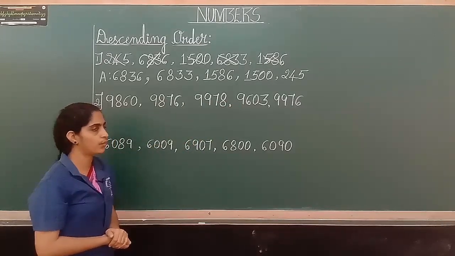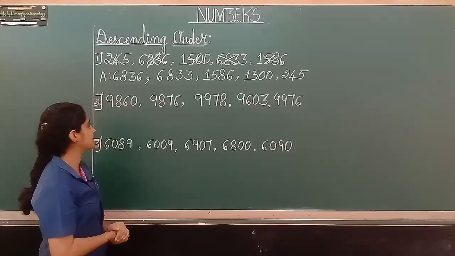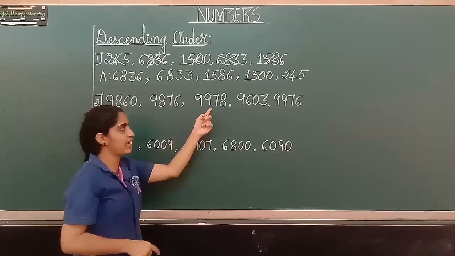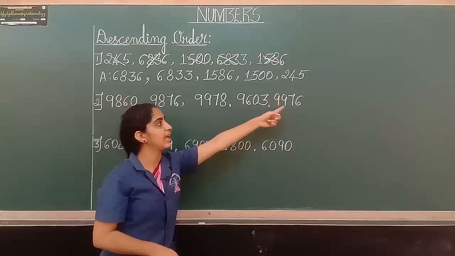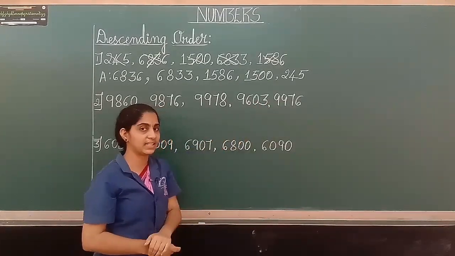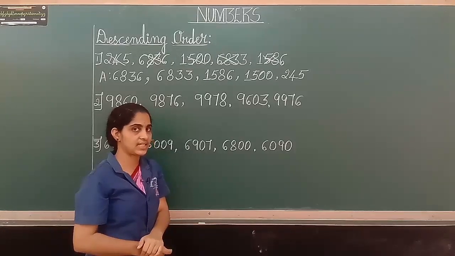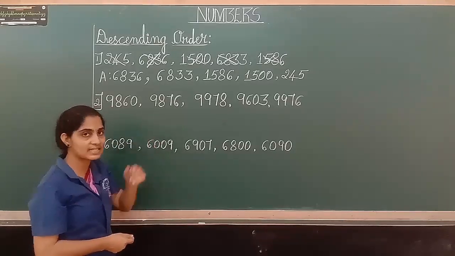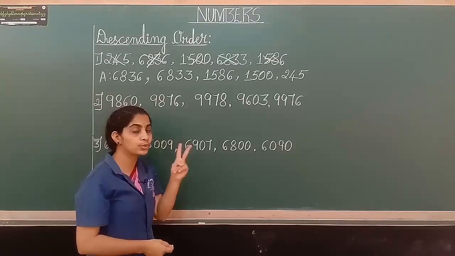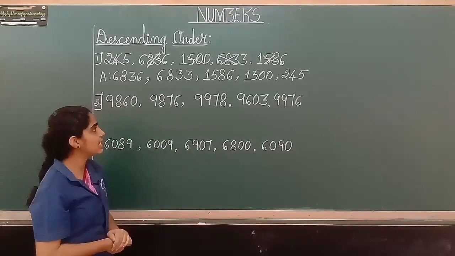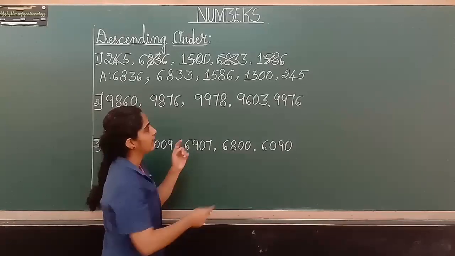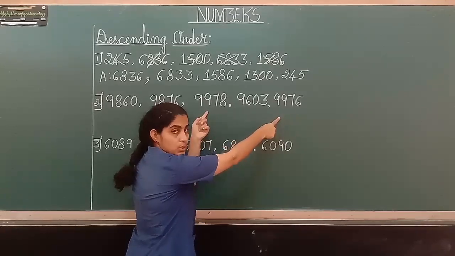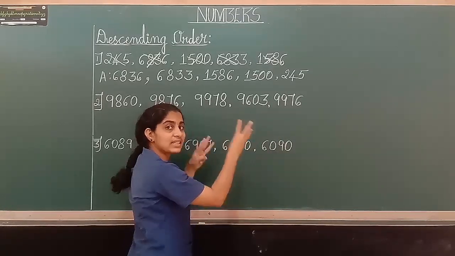So what we have to do? We have to compare the second digits. When we compare the second digits, here we have 8, here we have 9, here we have 6, again we have 9. So which is greater among all these digits? Yes, 9 is greater among all these digits, right? So in two numbers we have 9 in the second place, correct? Here also we have 9, here also we have 9. So in these two numbers we have to compare the third digit.